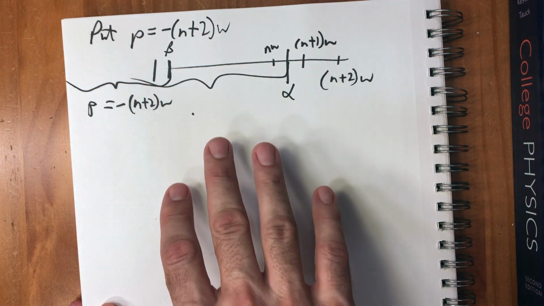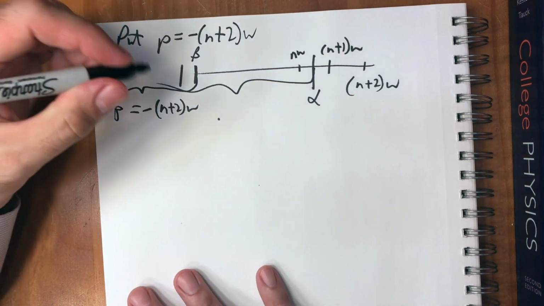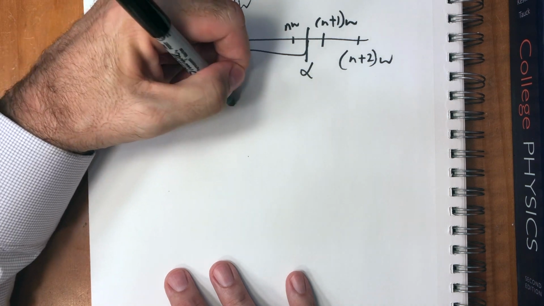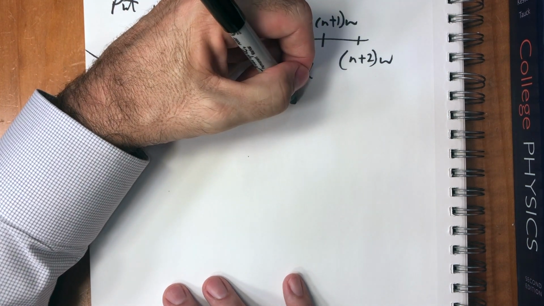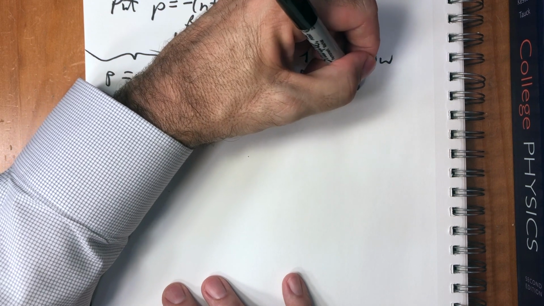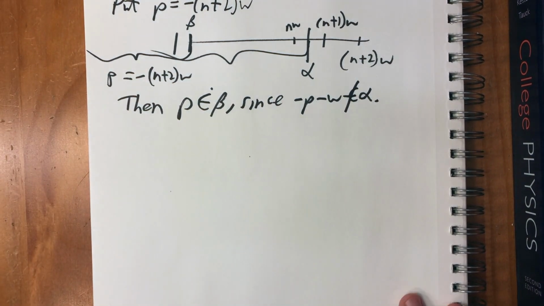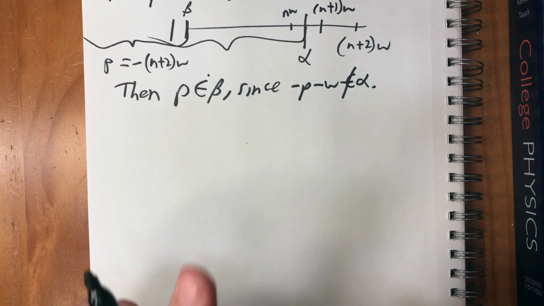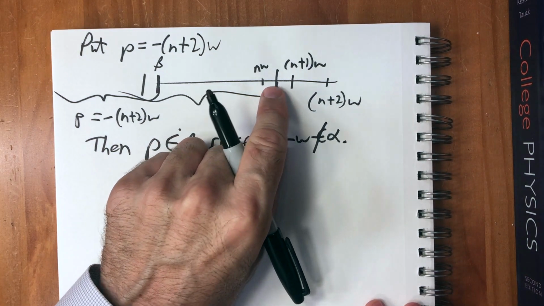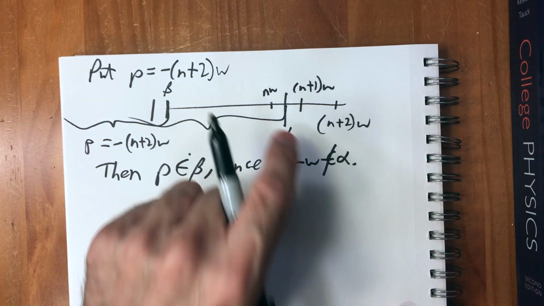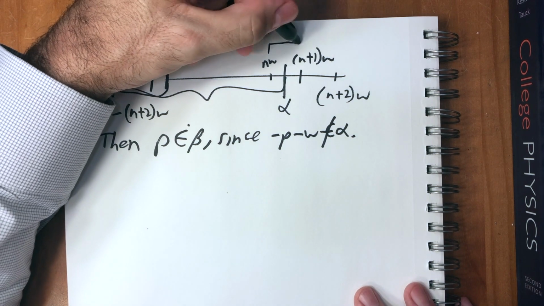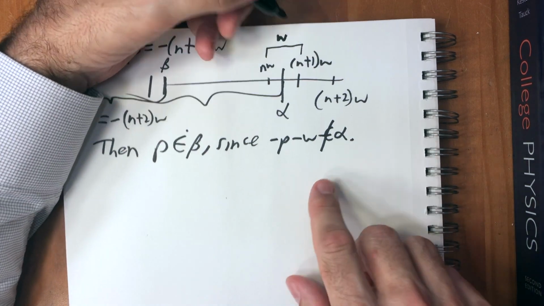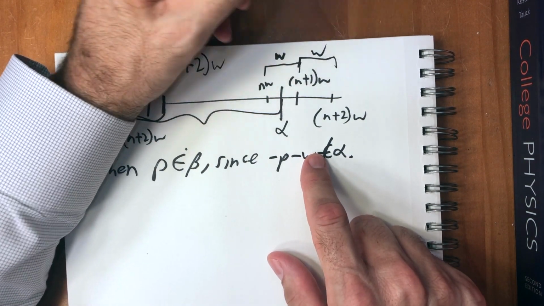So then P is an element of beta since minus P minus W is not an element of alpha. Okay, now where did this come from? Minus W. The important thing to understand here is that the way I drew this is a little bit misleading because these are not 1 unit apart. They're W units apart. And then this is 2W past this one.